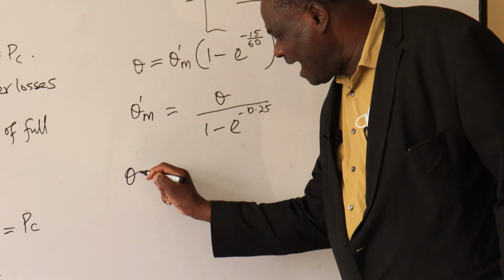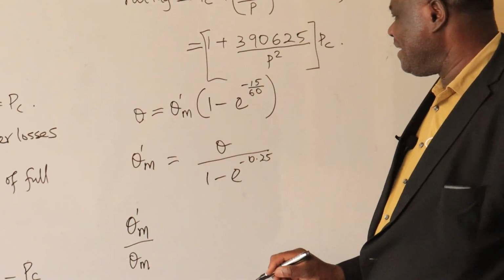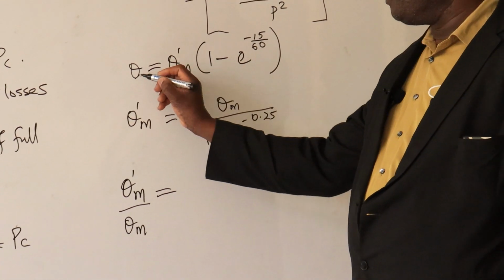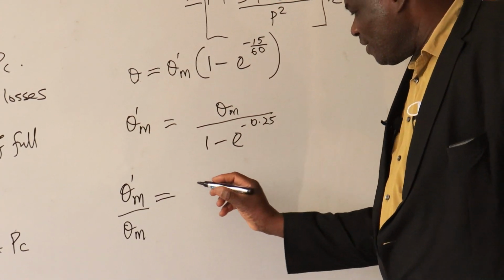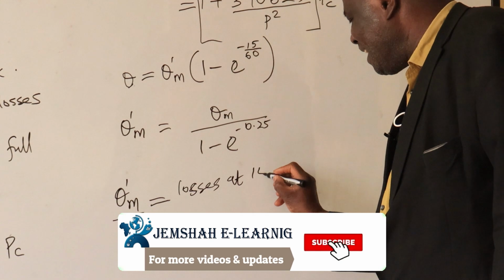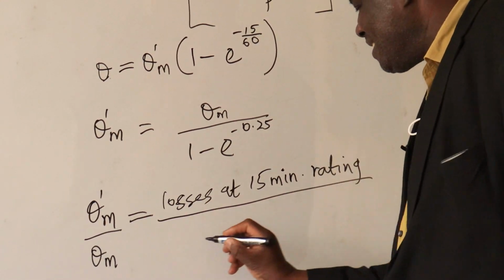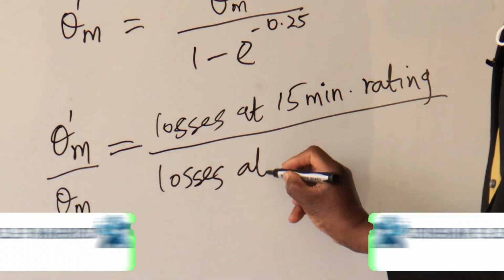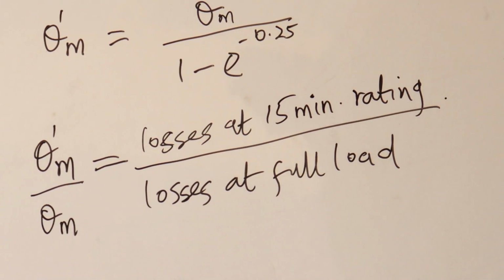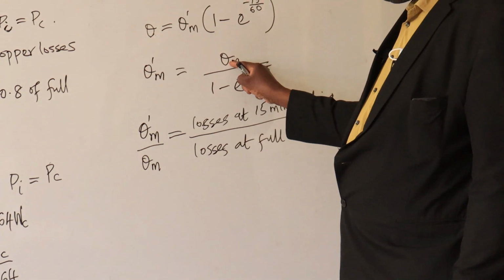Now, theta m prime all over theta m will be equal to 1. This is also theta m, because we want it to be the final steady temperature rise. So this one should be equal to 1. Losses at 15 minute rating divided by losses at full load. Now from here, theta m and theta m will cancel.